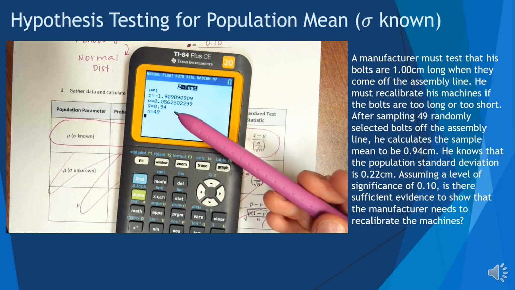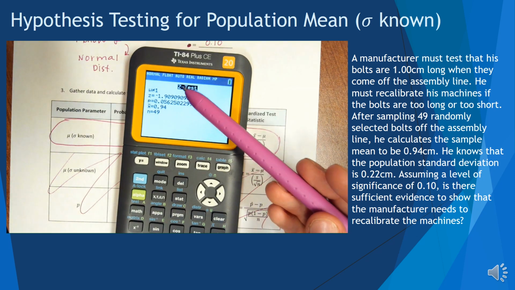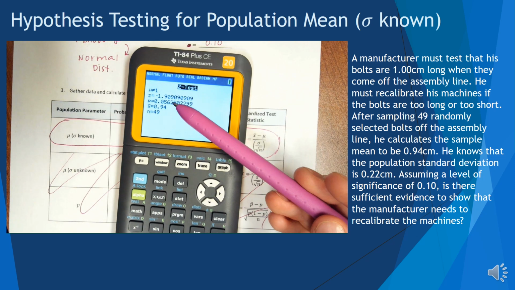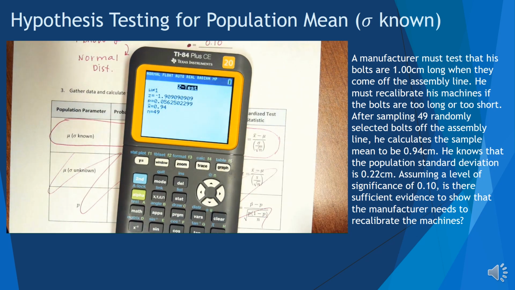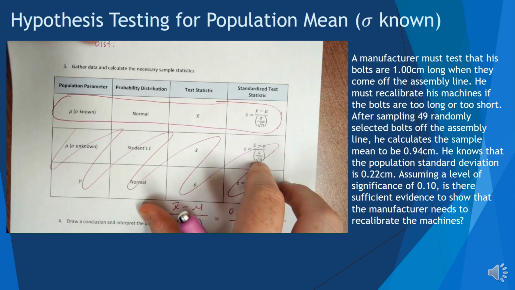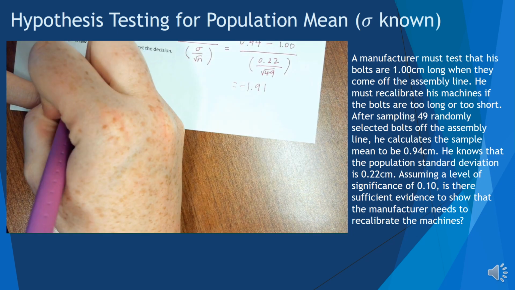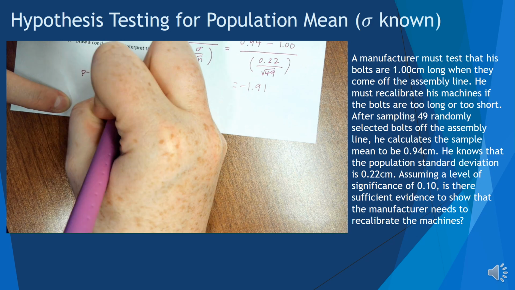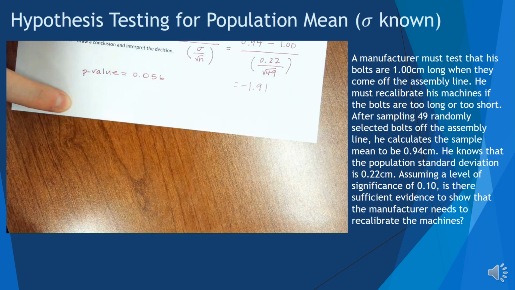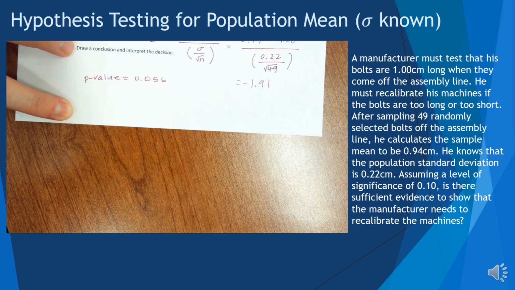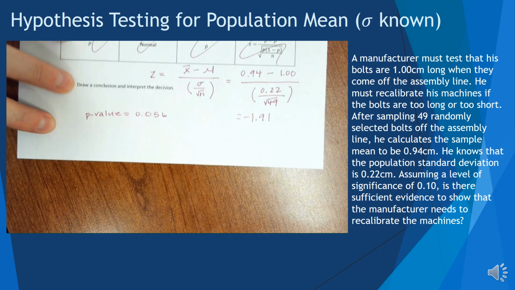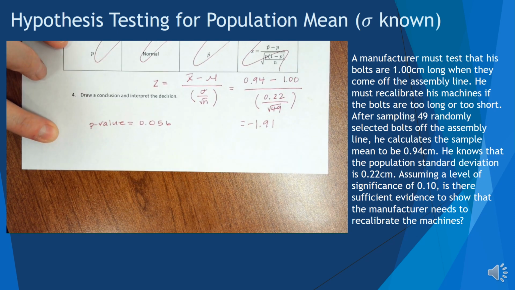Now here's our p-value. Our p-value is 0.056. Okay, so I'm just going to write that down. P-value 0.056. Now, the rule for drawing a conclusion whenever you are using the p-value method is as follows.